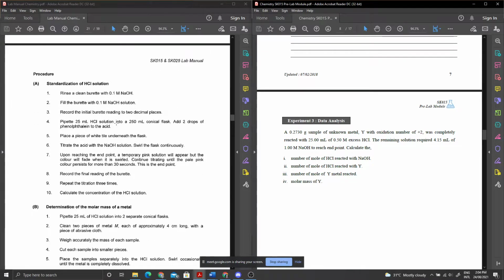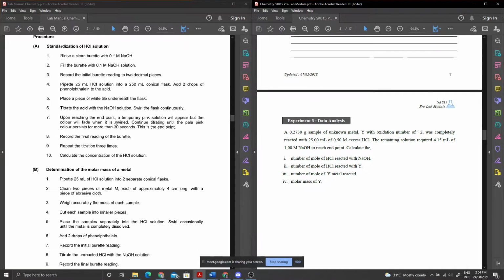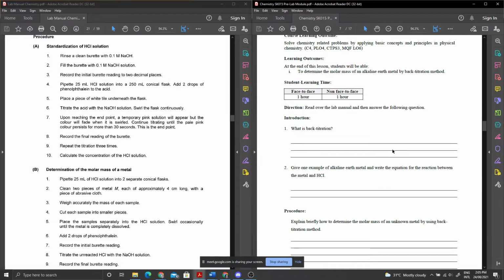So if you guys look, we have two steps. We have the procedure of standardizing HCl solution and also determining the molar mass of the material. So if possible, look up back titration and so on, refer to a trusted source and don't copy paste. Okay, don't copy paste. Try to understand and write it in your own words. Okay, so we have two steps.